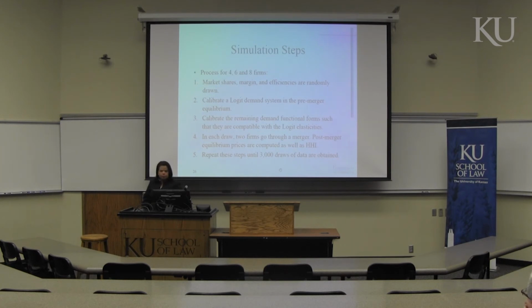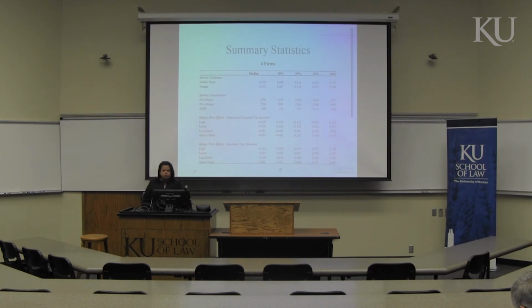We repeat these steps until 3,000 draws of data are obtained. So, a little bit of summary statistics. If we start out with 4 firms, then notice that my market concentration pre-merger is at 1976, and our post-merger median is 2706. So essentially, if you look at the horizontal merger guidelines, I start out with a market that was moderately concentrated, and I ended up with a market that was highly concentrated, at least at the median.